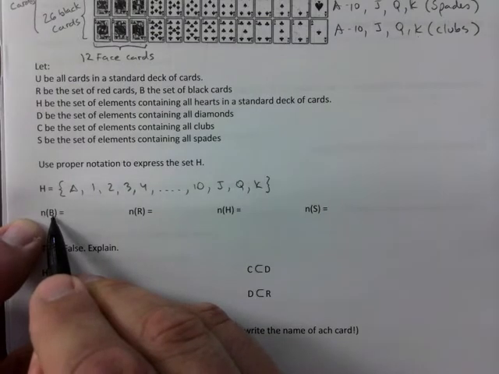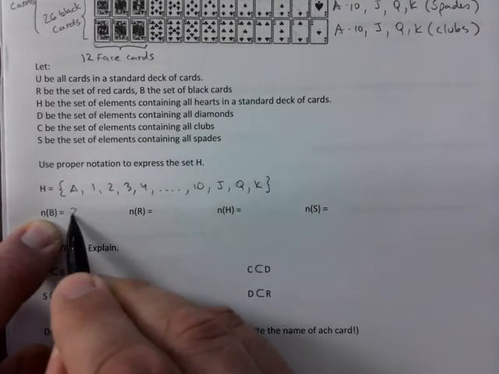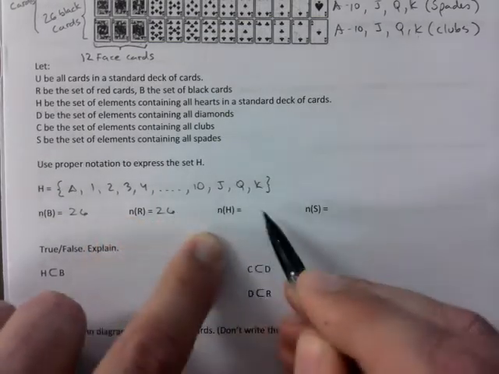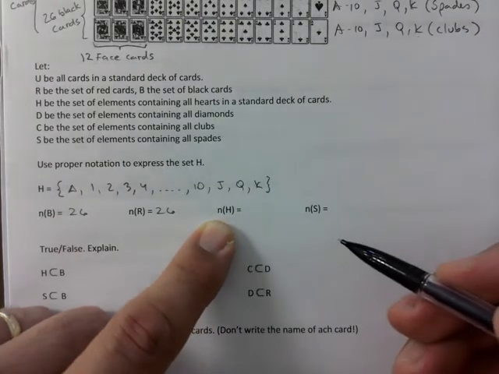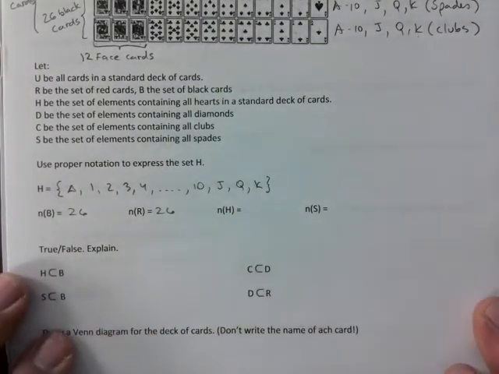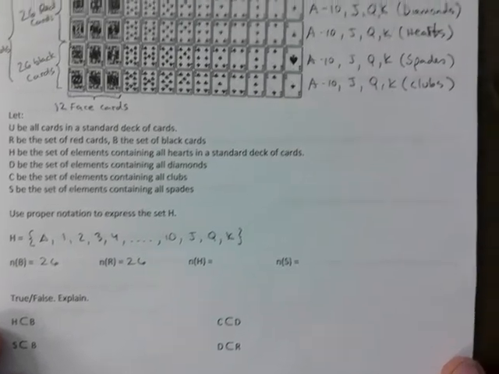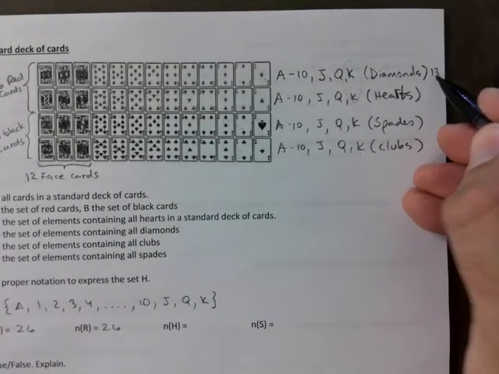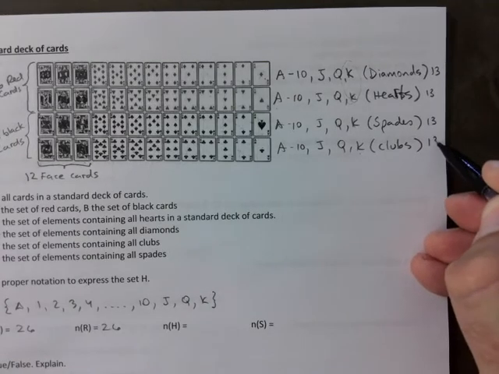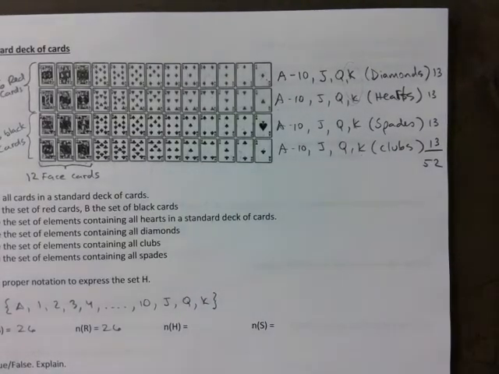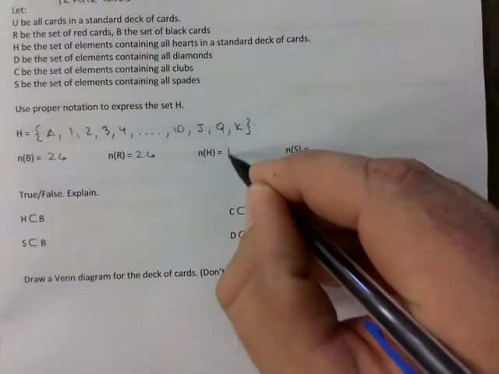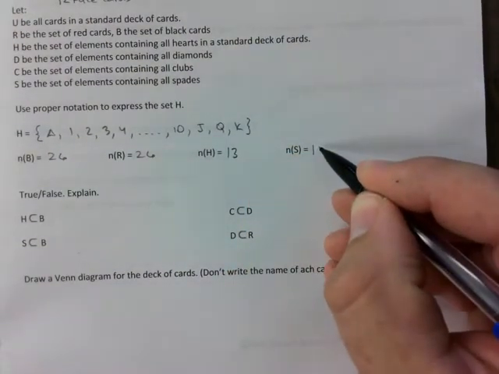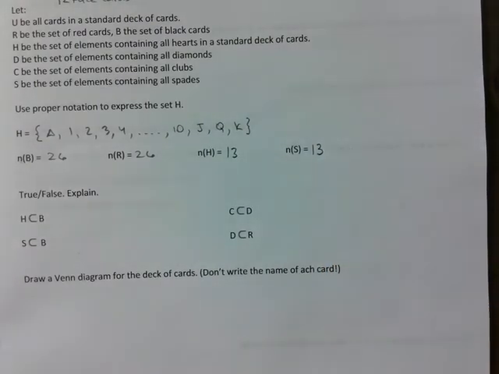The number of elements in the black cards would be 26. There'd be 26 reds. How many hearts? We didn't talk about that, did we? There are 13 in each suit. Can I go up real quick? Sorry. 13, 13, 13, and 13, adding up to 52, right? So there are 13 cards in each suit. So we have 13 hearts, 13 spades, and so forth.